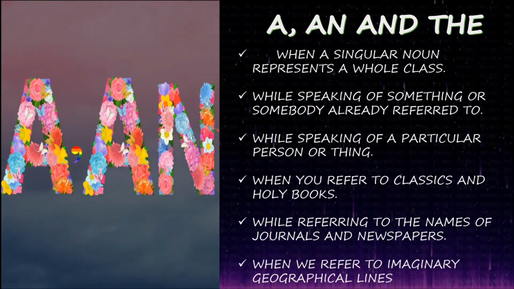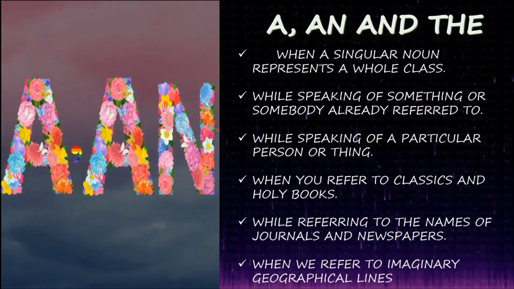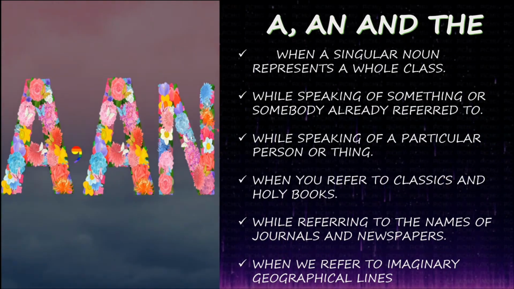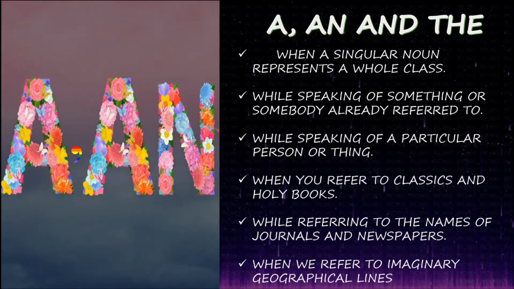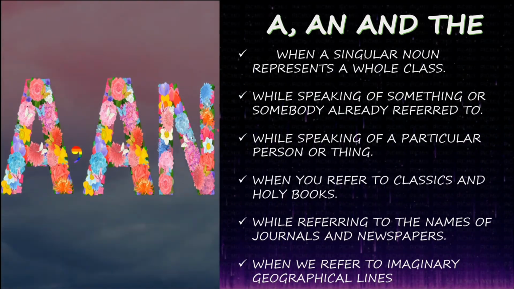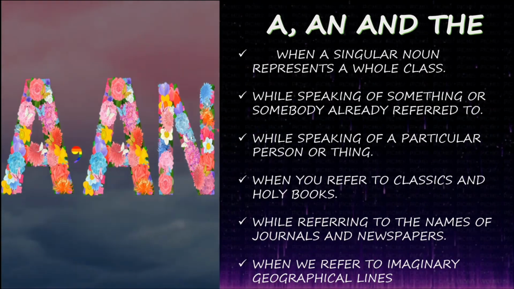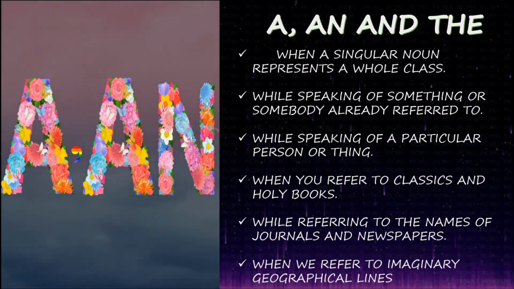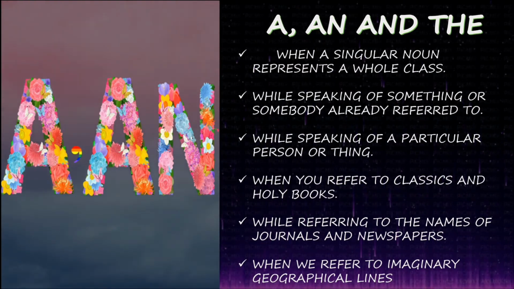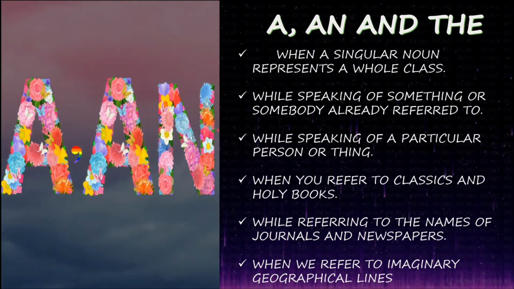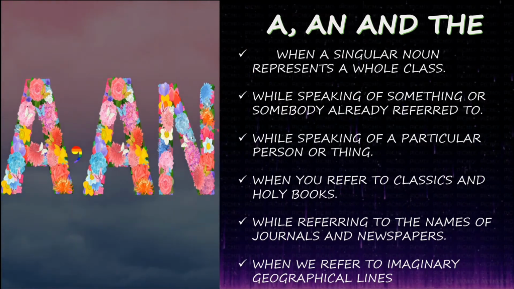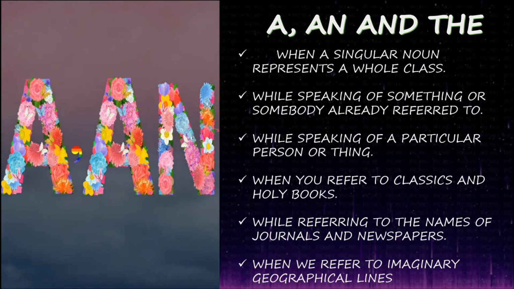And the next one, when we refer to imaginary geographical lines, means that around the earth some lines are there, children. For that we will call it as longitude, latitude, equator, like that we will say. For that we will use the longitude, like that we will use. So this geographical lines you will study in higher classes. For you all are very small kids, so I am explaining in a small manner. Okay, children.